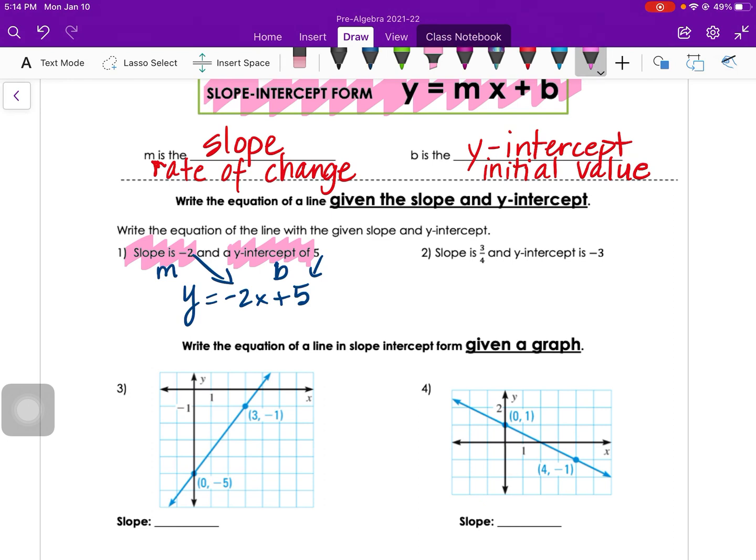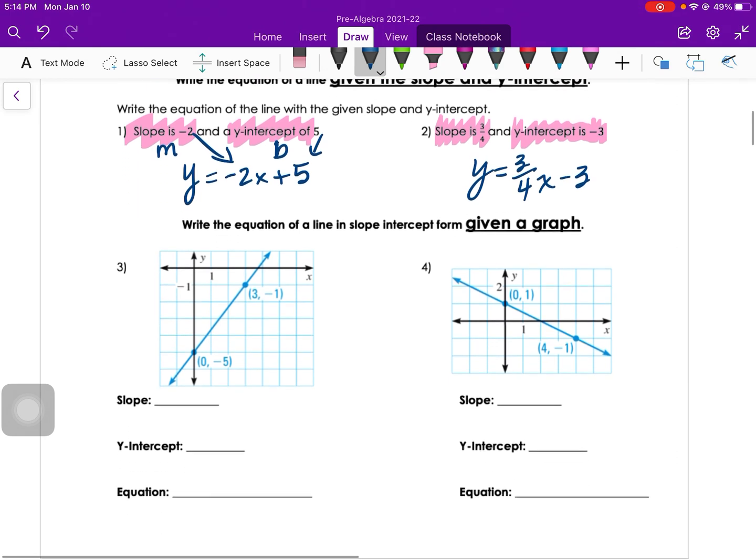Same thing with number 2. Whoops, sorry about that. I meant to use my highlighter. The slope is 3/4. The y-intercept is -3. So the equation of this line is y equals 3/4 x minus 3. Notice I'm not using an addition sign in this equation, so I don't write plus -3, I just show that subtraction there.